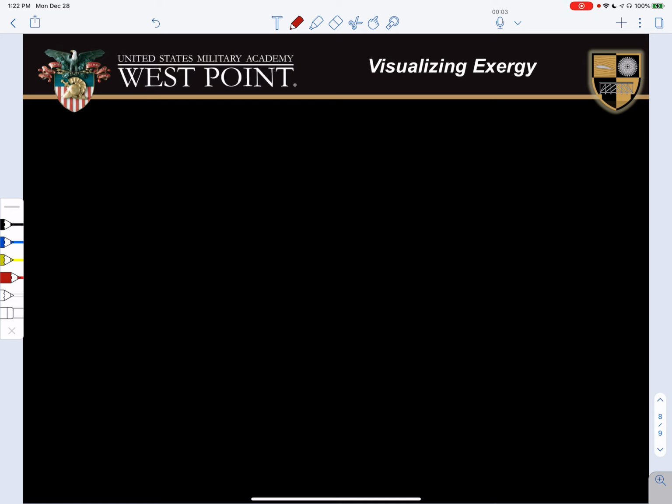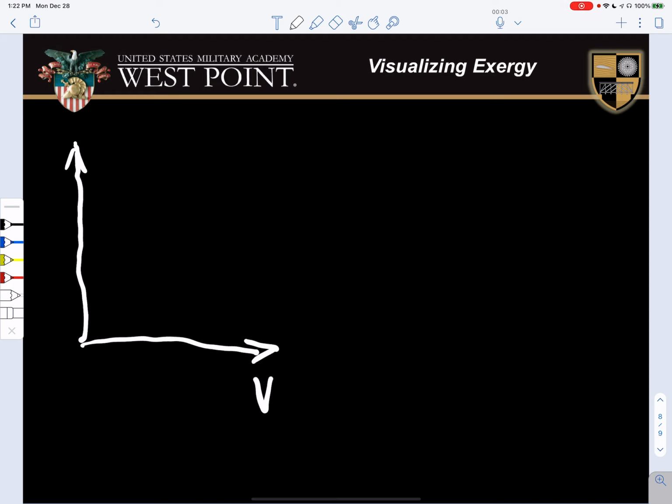Let's look at another way to visualize exergy. We'll do this here on a PV diagram. And so we'll make the y-axis the pressure axis, and the x-axis the volume axis. And we'll describe a system that has its initial state, I, somewhere here with the initial volume and initial pressure, P sub I. And it has a second condition or related condition. This is the dead state condition here, that's dead state O.